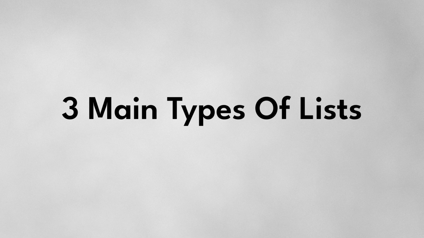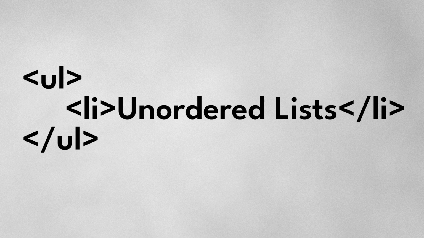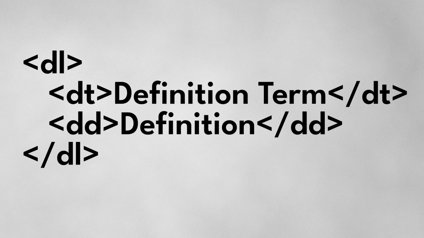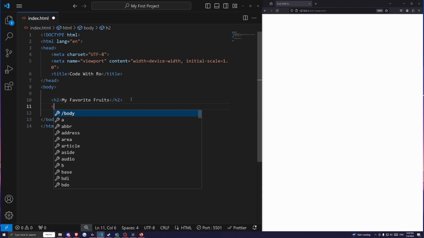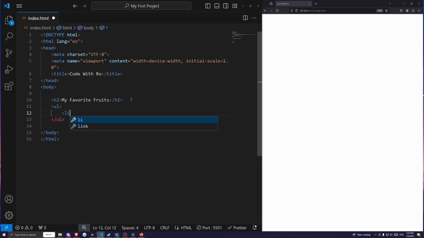HTML provides us with three main types of lists: unordered list, ordered list, and definition list. Let's begin with unordered lists. So here, I'm going to clear out everything between my body tag, and I'll start with a heading 2 for our subsection called My Favorite Fruits. And then in the next line, after I close my heading 2 tag, I'll create a UL, which stands for unordered list. And now I'm going to put in 3 items in this list: apple, banana, and cherry.